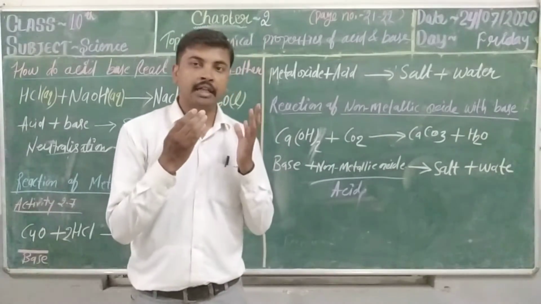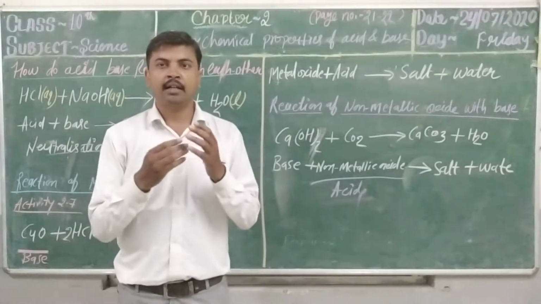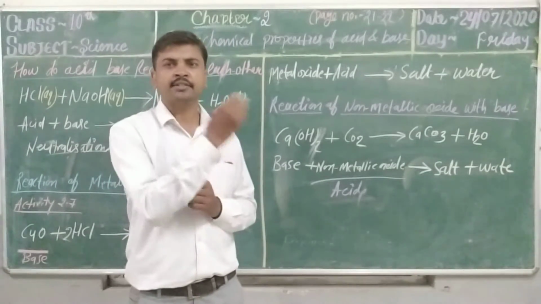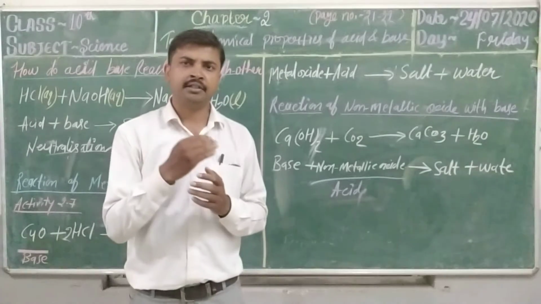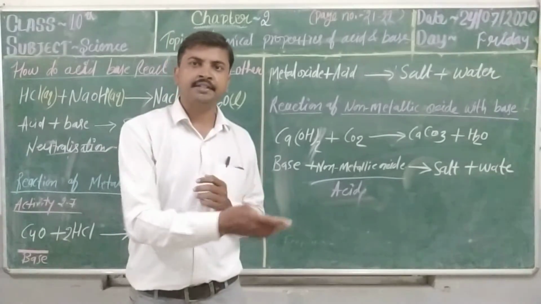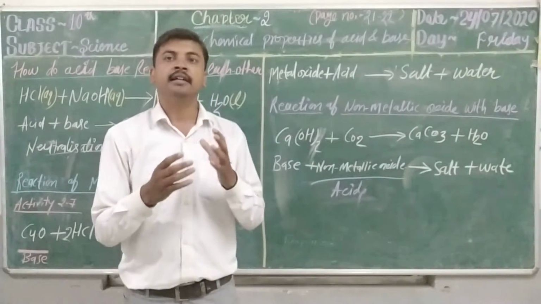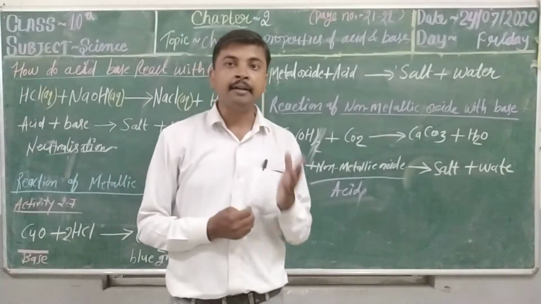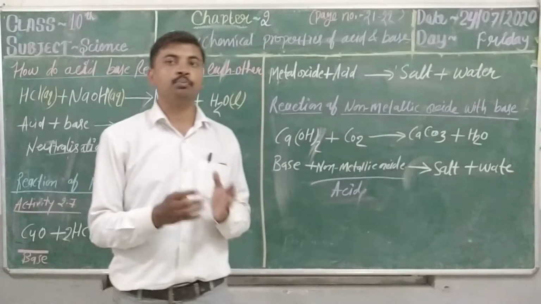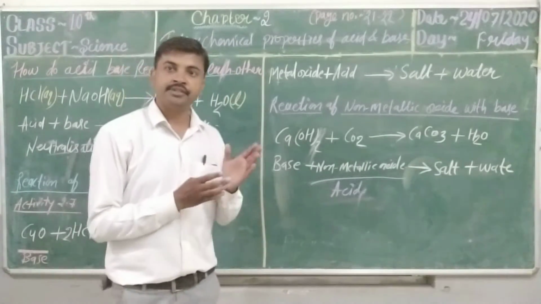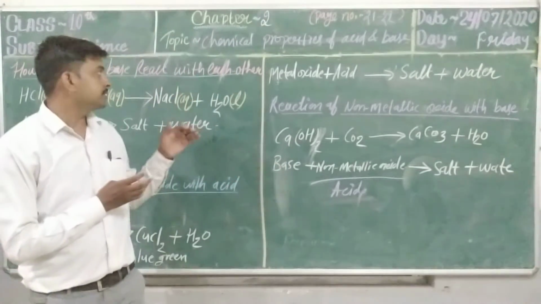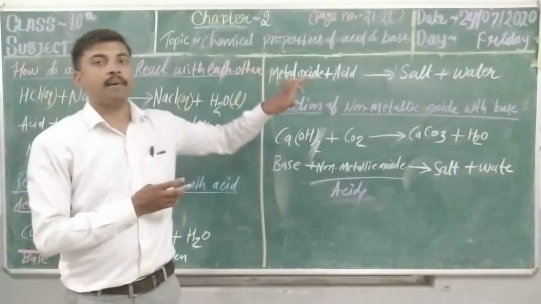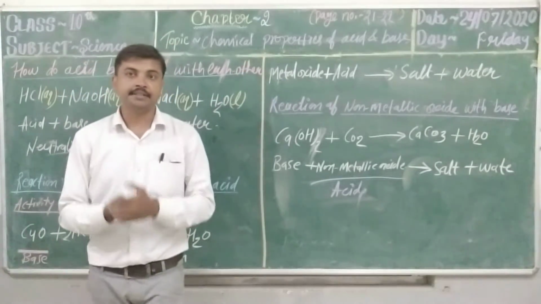So, to understand the chemical properties of acid and base, we discussed some reactions: reaction of acid and base with metals, reaction of acid and base with sodium carbonate and sodium hydrogen carbonate. Today we continue with the same chapter and the same topic, that is, chemical properties of acid and base.